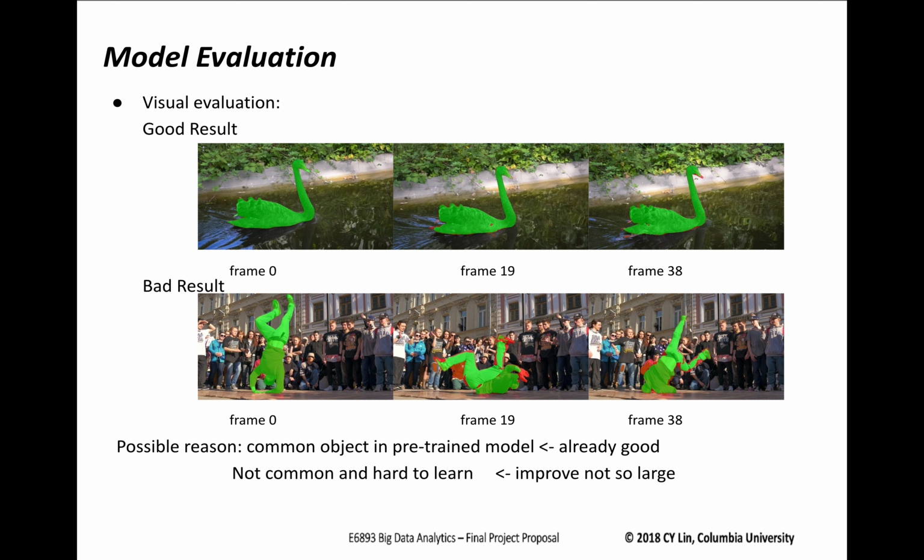Next is the model evaluation. After we get the model weights from the training dataset, we evaluate our model on the test dataset. The green mask represents the ground truth label and the red mask represents the error, the difference between the prediction and the ground truth. For some good results, we can see the model can still segment accurately after several image frames.